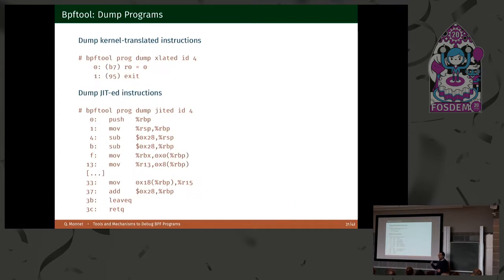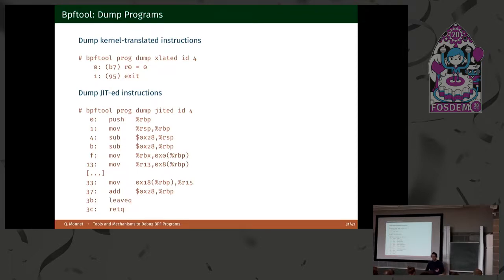I can list those programs. I can also dump the instructions, what we call the translated instructions, after my program has been loaded into the kernel. The kernel verifies the program and does a number of rewrites, and because of that there are some small changes, possibly not in terms of the logic of the program, but just in terms of small offsets regarding the different data structures being used.